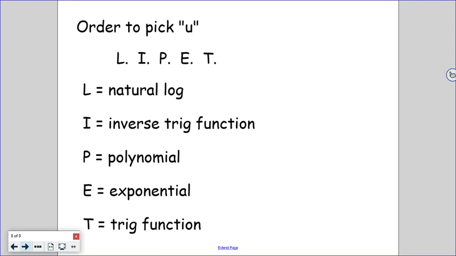Natural log, or your logarithmic expression, would be what I would pick first if that was ever in my integral. And then if there was an inverse trig function, I would pick that second. And then polynomial. Well, this is where we picked up today. We did not at any point in all of our notes see a natural log. We never saw an inverse trig function. We did see polynomials. Polynomials, x, x squared, 3x squared, all of those are polynomials, right? So that's what I would pick for my u, if that's an option. And then exponential, and then the last thing I would pick is a trig function, in that order.